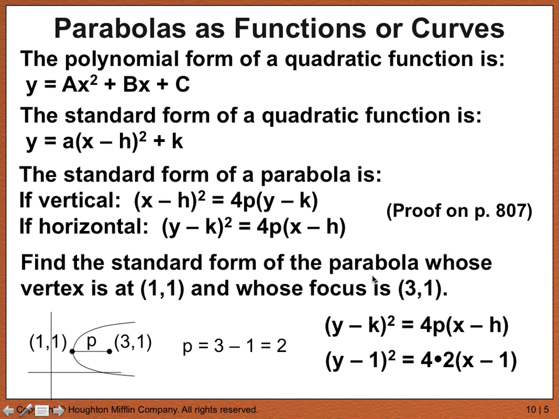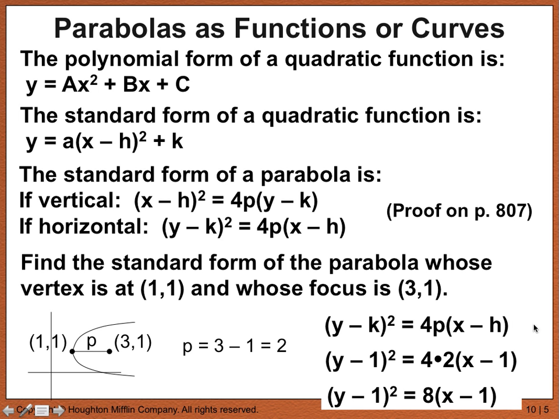This 1 comes from the fact that the y-coordinate of the vertex is 1. And this 1 that I'm circling right now comes from the fact that the x-coordinate of the vertex is 1, because h and k represent the coordinates of the vertex. I can put in 2 for p because I figured out that p equals 2. And therefore, the final answer is (y minus 1) squared equals 8 times (x minus 1). This is the standard form of this specific parabola.